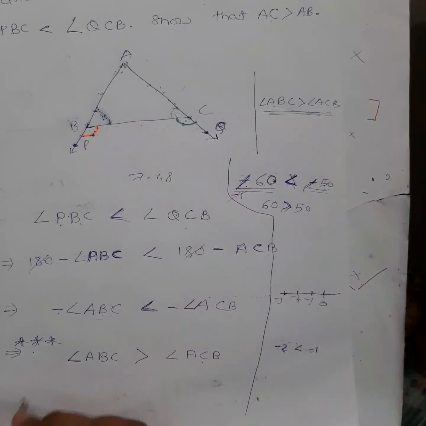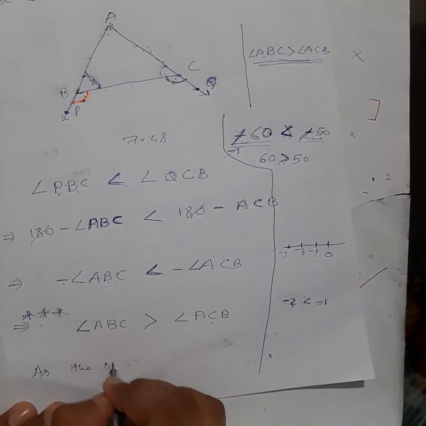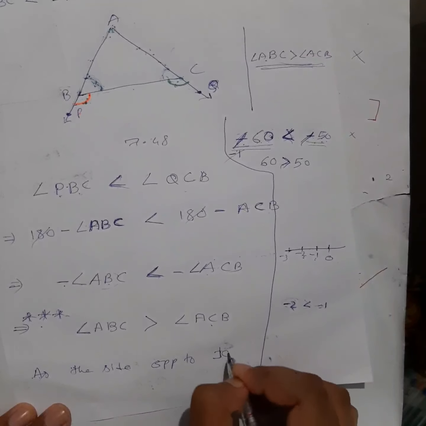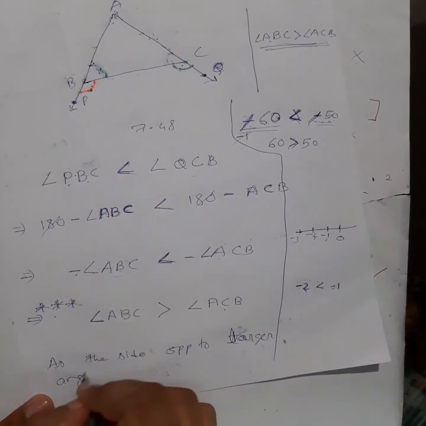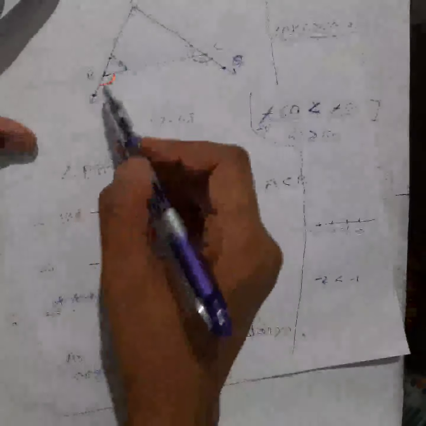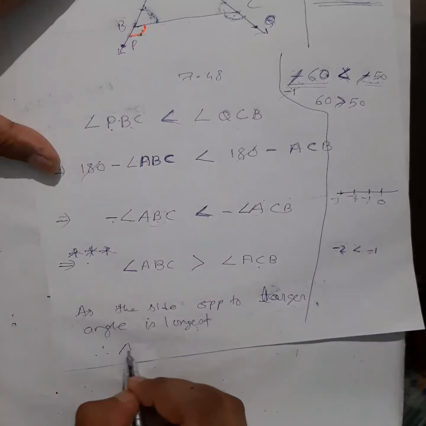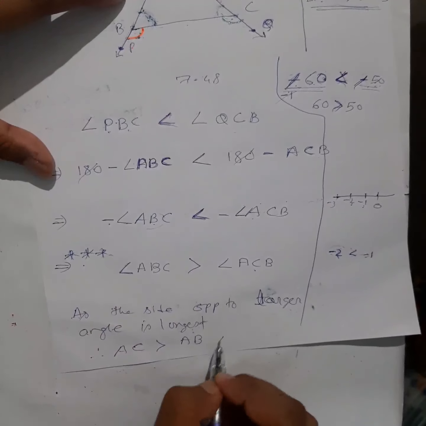So from this, therefore, as the sides opposite to the larger angle is always longest, the side opposite to the larger angle is the longest. Therefore AC is greater than AB, and that's it.